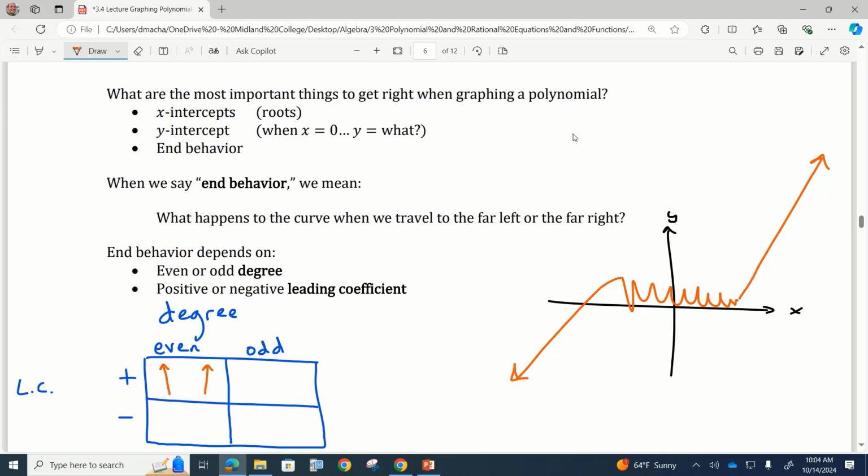If the degree is odd and the leading coefficient is positive, it's going to be up on the right, but down on the left. If the degree is even and the leading coefficient is negative, it's down on the left, down on the right. And if the degree is odd and the leading coefficient is negative, it's going to be up on the left, down on the right.